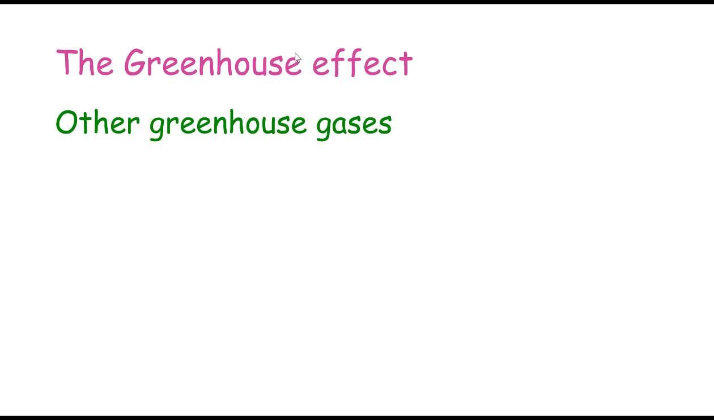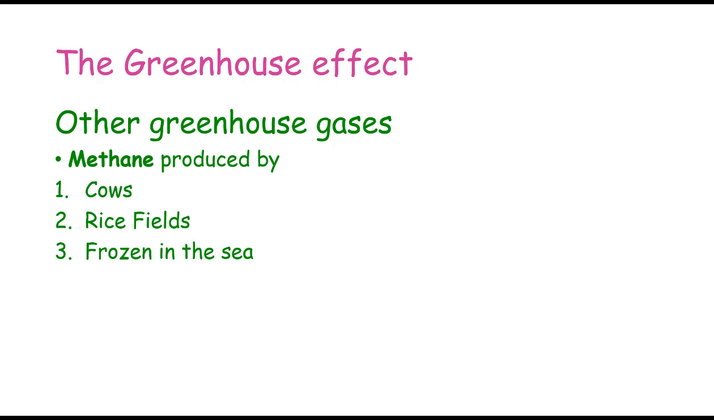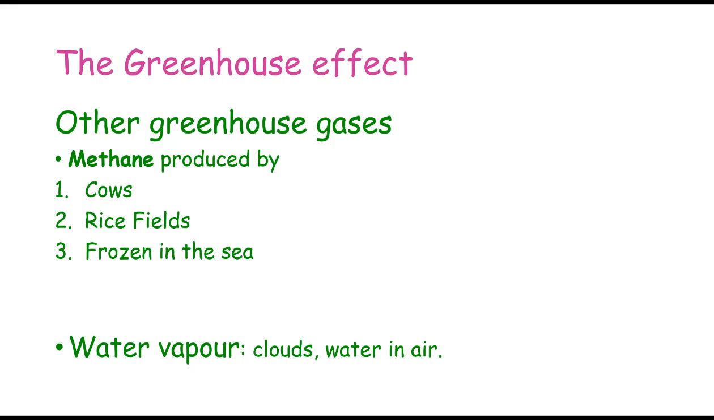Now, as I say, carbon dioxide isn't the only greenhouse gas. There's also methane, which is produced by cows, rice fields, and some of it is even frozen in the sea. The last one, the methane being frozen in the sea, is actually more of an issue now because global temperatures are rising, which is causing the release of more methane, so the problem will get worse before it gets better. And the water vapour as well, so the clouds and water in the air.